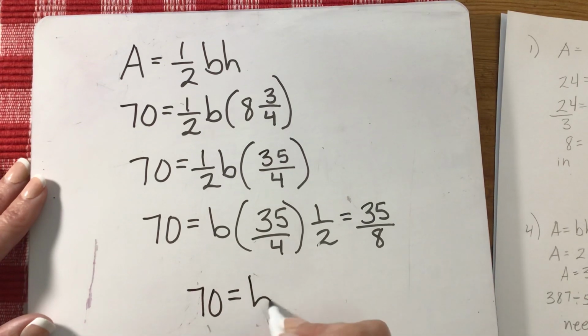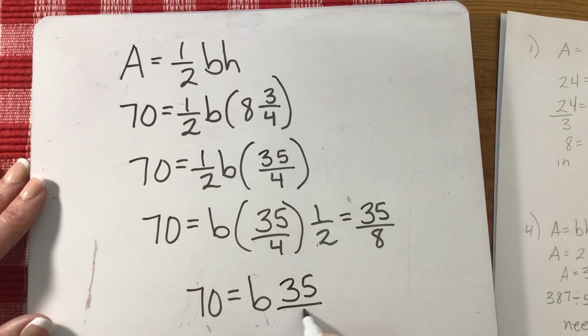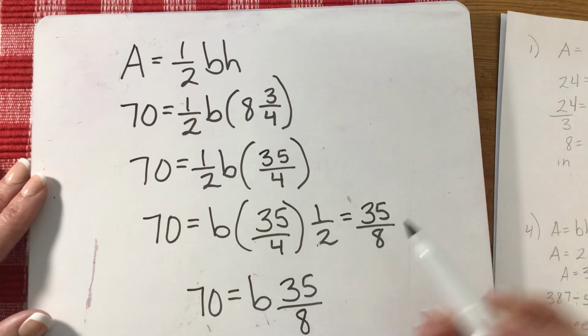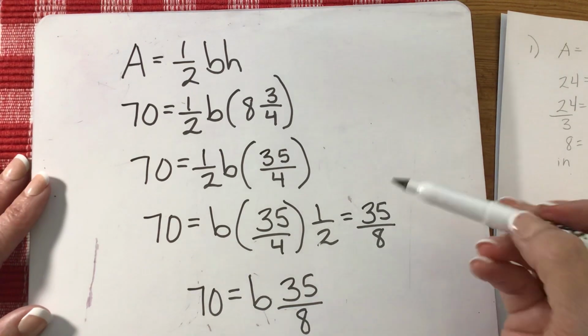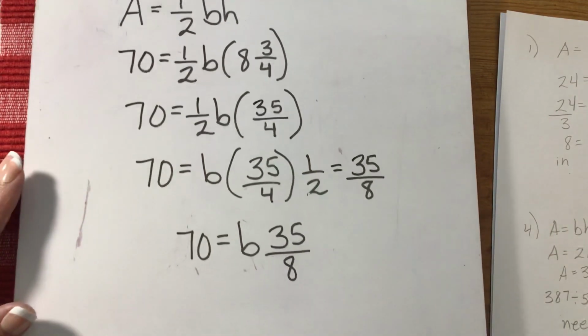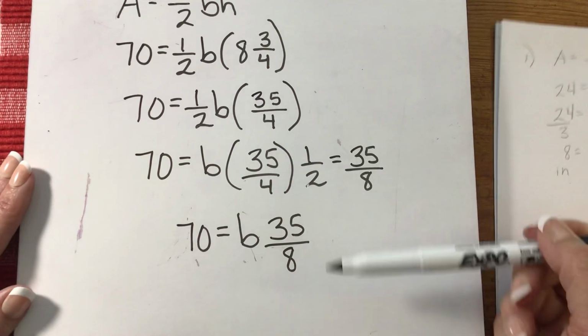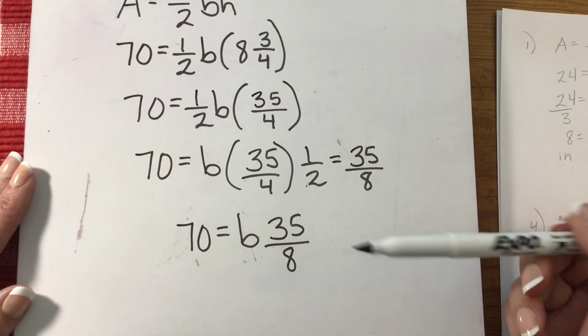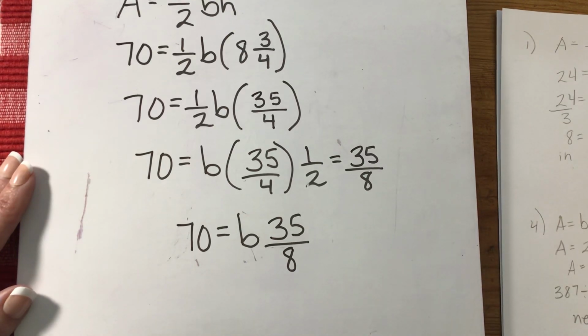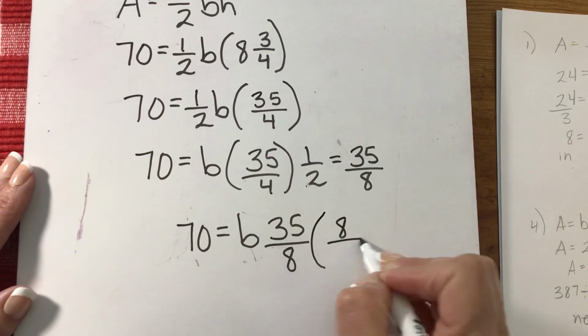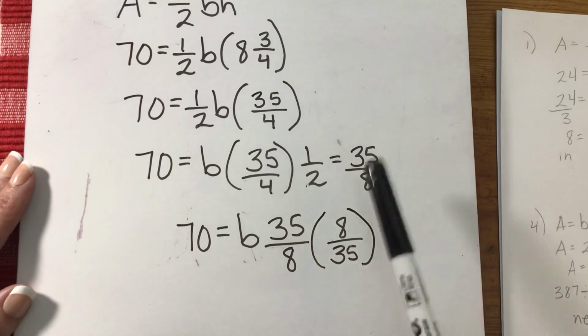So 70 equals B times 35 over 8. Now remember, this 1/2 is gone because I already took 1/2 of 35 over 4. That's where I got 35 over 8. Hopefully you guys are staying with me here. I need to solve for B. Yes, that looks like a fraction because it is, but it's also division. Remember that, guys. In order to get rid of this problem, I am going to do the opposite of division, which is multiplication. Remember, I want the B all by itself. I'm simply going to multiply this by the inverse fraction.